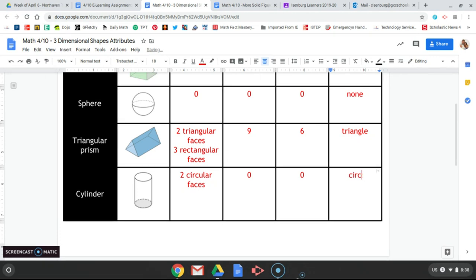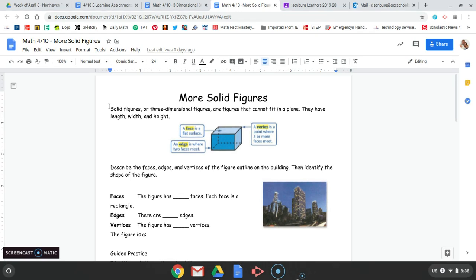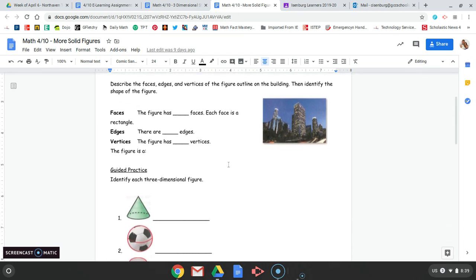All right, so now we're going to switch over to our other page. And at the beginning, it's pretty much just talking about the same thing. It's reminding you that solid figures, or 3-dimensional figures, are figures that cannot fit in a plane. Now, that doesn't mean like an airplane. A plane in math means a flat surface. So 3D figures cannot fit on a flat surface because they have height, okay? So length, width, and height. This picture is just reminding you about those vocabulary words that we just talked about. So I'm going to go ahead and move on from that.